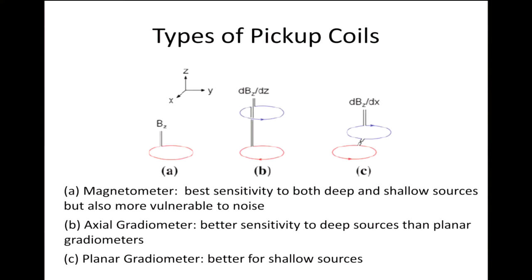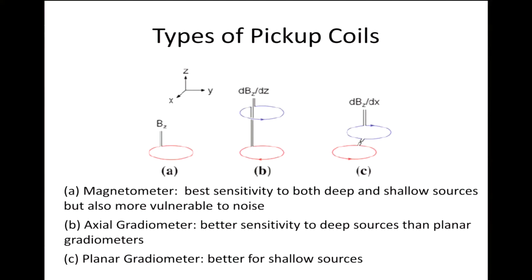They both are better because of the double coil. The advantage of the double coil is that if there are external noise sources, they are picked up by both coils, but the coils are in opposite directions, so they cancel each other out in terms of the external magnetic field. So that's the principle of having the double coil, whether you want it axial or planar has implications on their sensitivity.